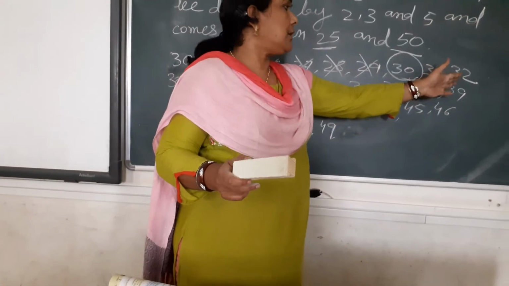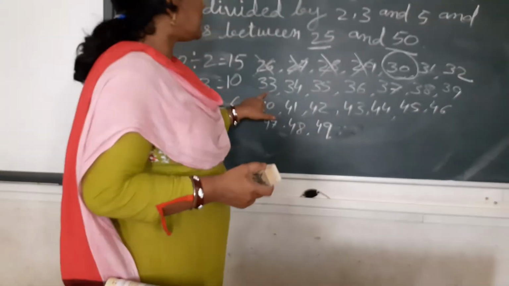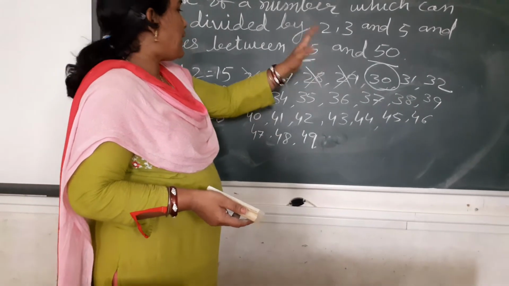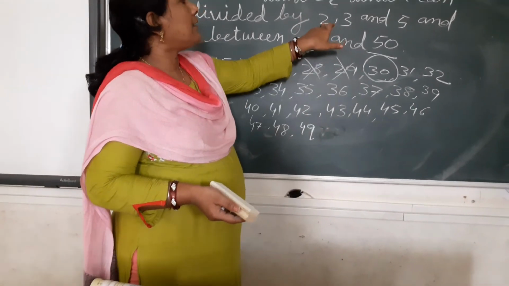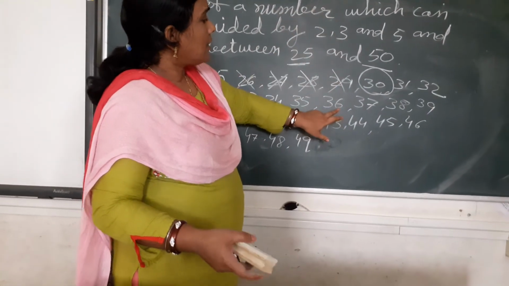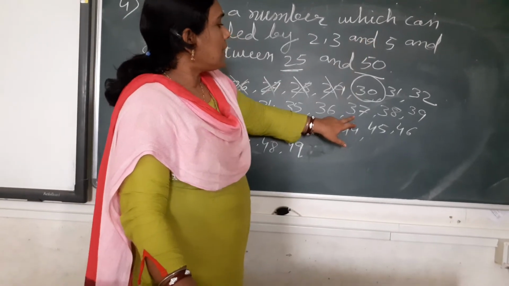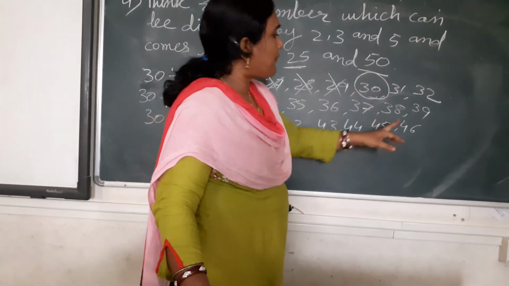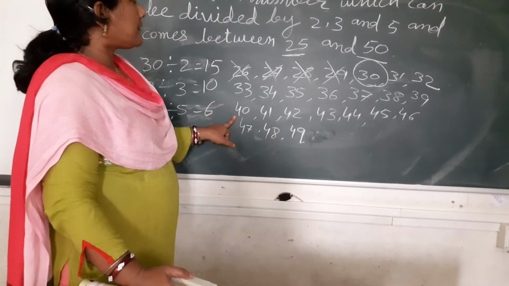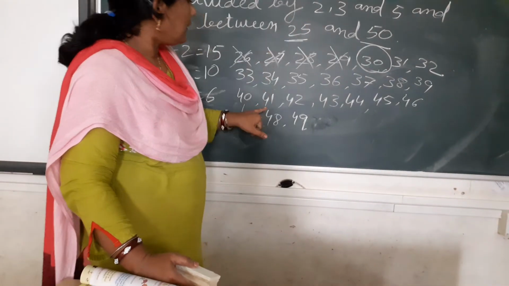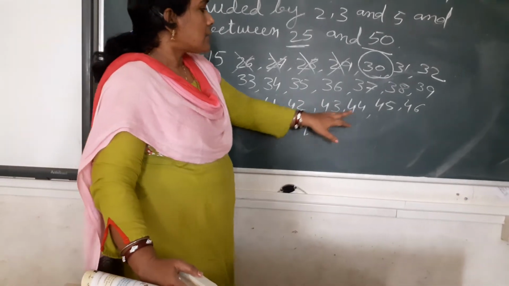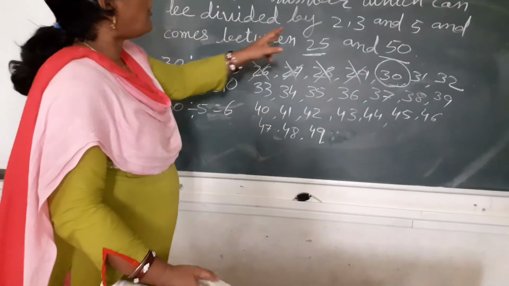31 is a prime number. 32 cannot come in the 5 table. 33 cannot come in the 2 table or 5 table. 34 cannot come in the 5 table. 35 cannot come in the 2 table or 3 table. 36 cannot come in the 5 table. 37 is a prime number. 38 cannot come in the 5 table. 39 cannot come in the 2 table or 5 table. 40 cannot come in the 3 table. 41 is a prime number. 42 cannot come. So other numbers cannot be divisible by all 3.